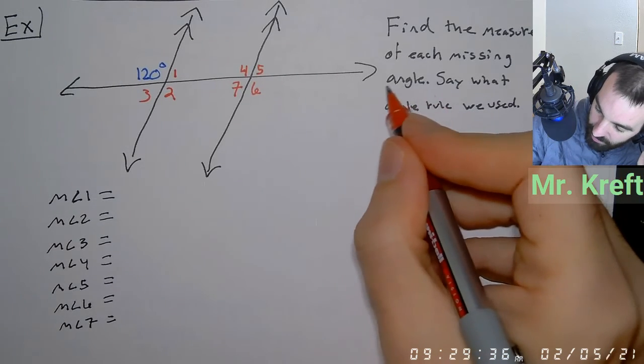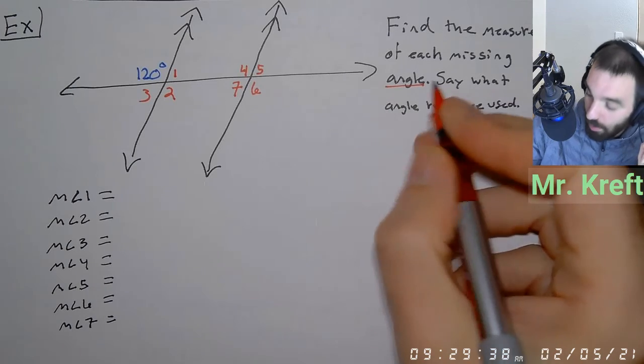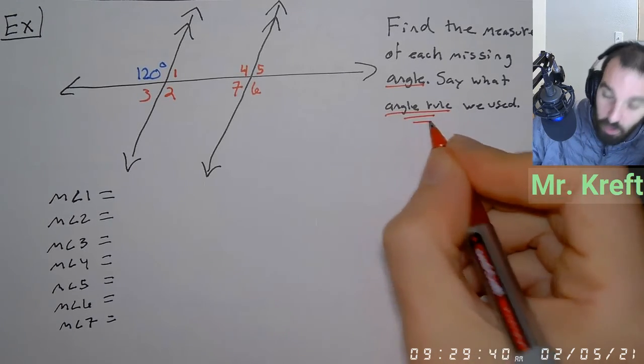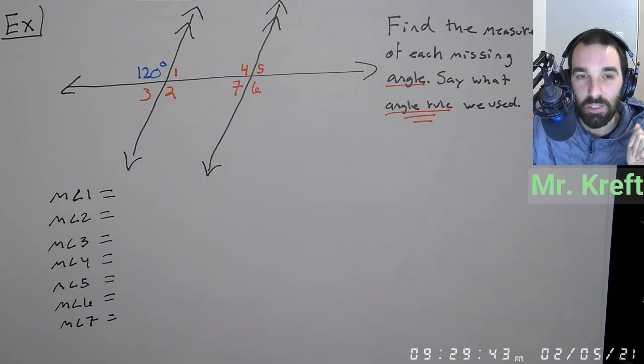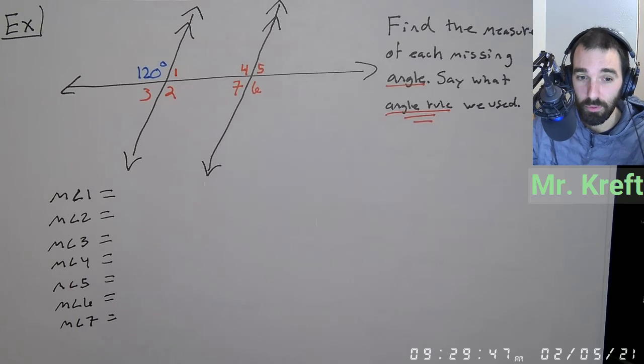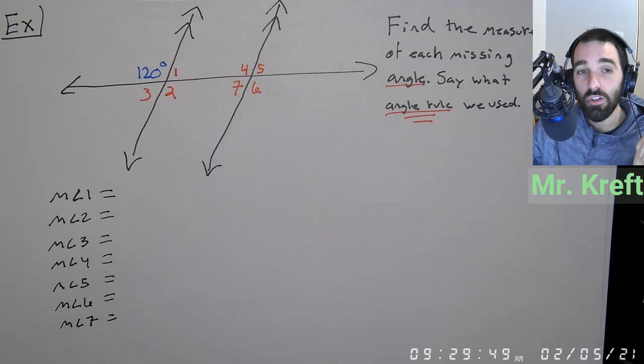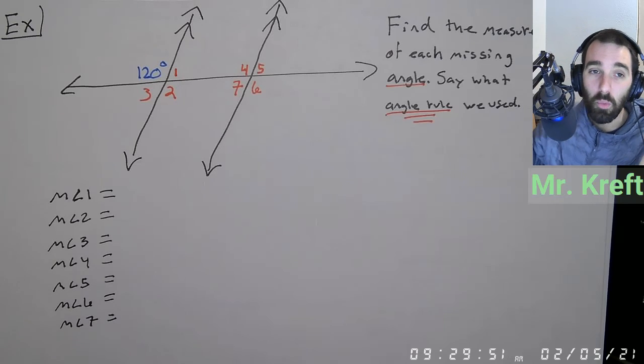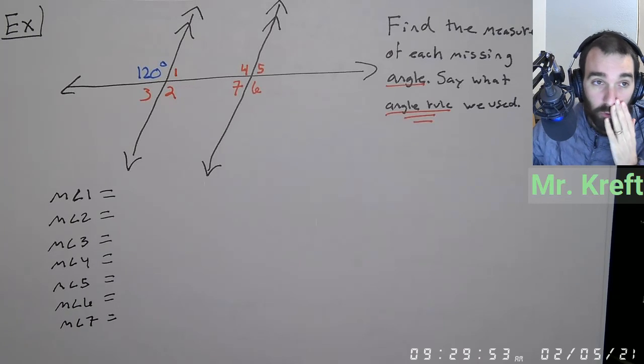So yes, we're going to find the measure of the missing angle, but what's more important is what angle rules did we use to get there? Because everyone could use different angle rules, okay? So remember in your work, it's really important to say what angle rule we used.